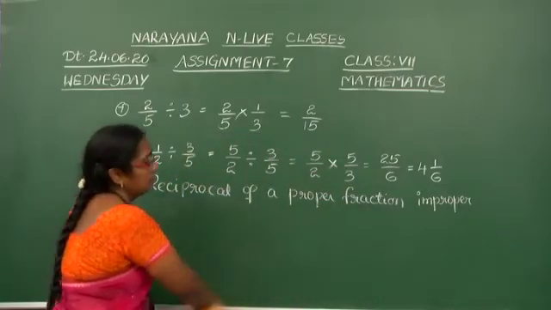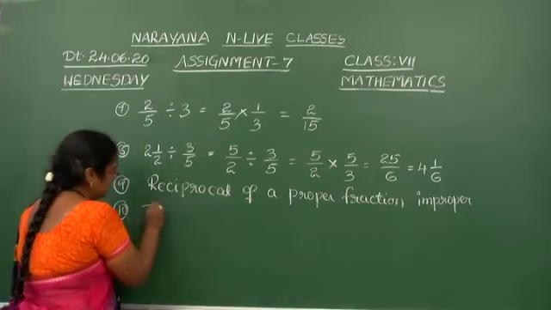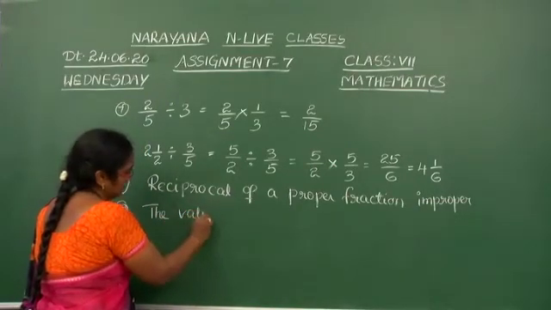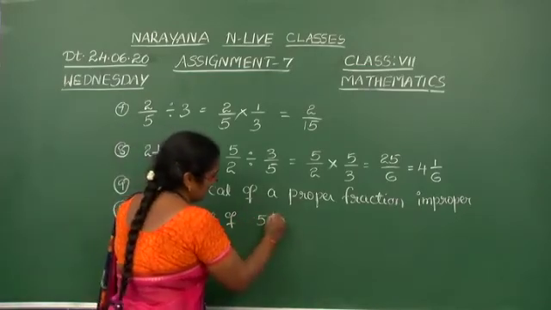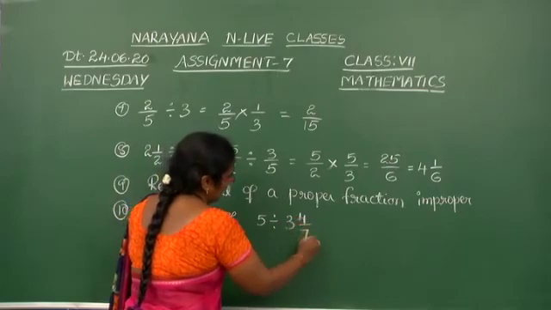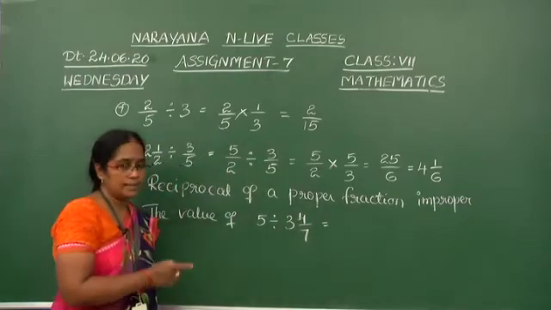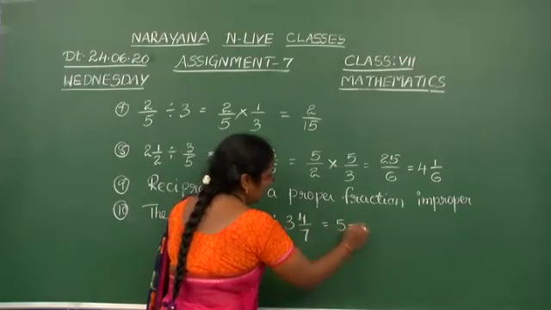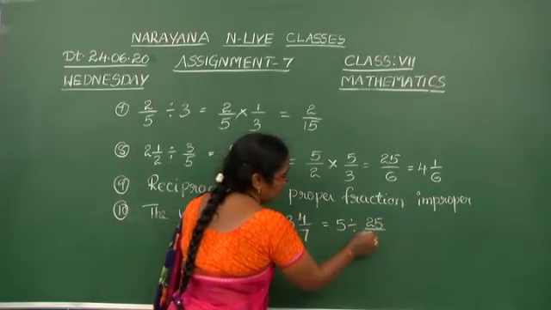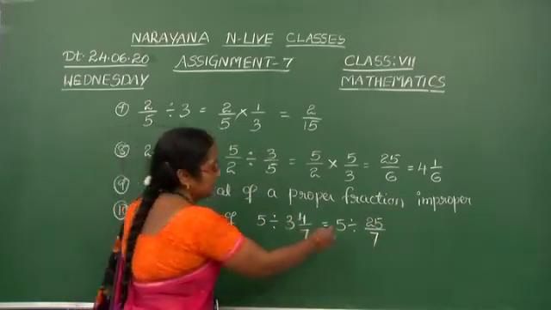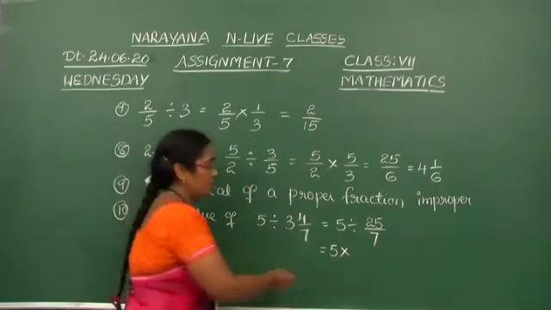Next, 10th question. The value of 5 divided by 3 4 by 7. First convert this 3 4 by 7 into improper. So 7 3s are 21 plus 4, 25 by 7. Now division means multiplying with the reciprocal. 5 into the reciprocal of 25 by 7, which is 7 by 25.